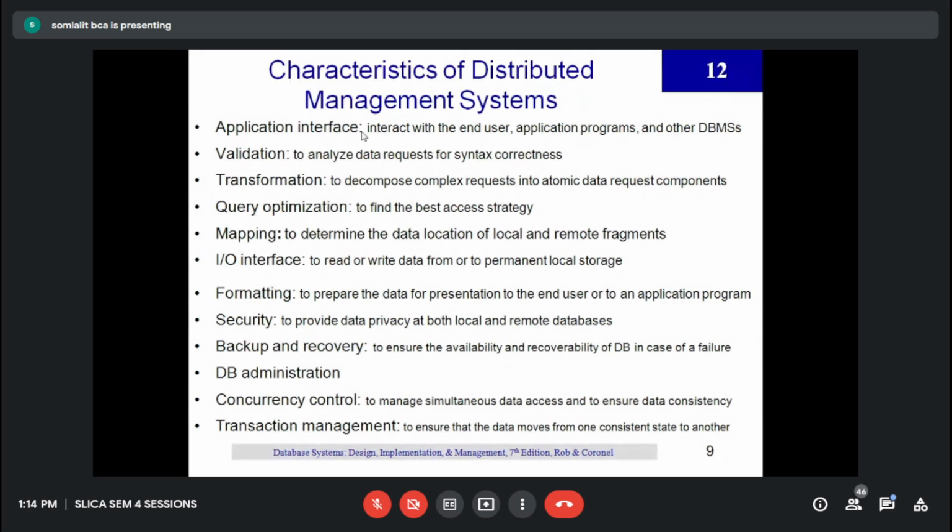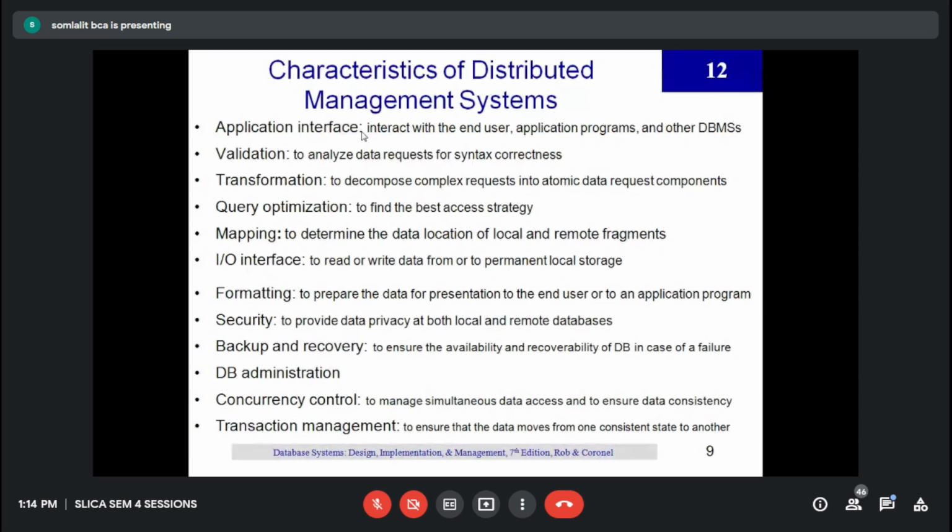Formatting, proper presentation of your output. Now in your Oracle, many times it happens that half the record comes below and it's not in your hand how it will be displayed. So it becomes very tedious. We don't like it. We need a properly formatted output which is easier to understand and interpret. So that facility is also provided by the DDBMS software.